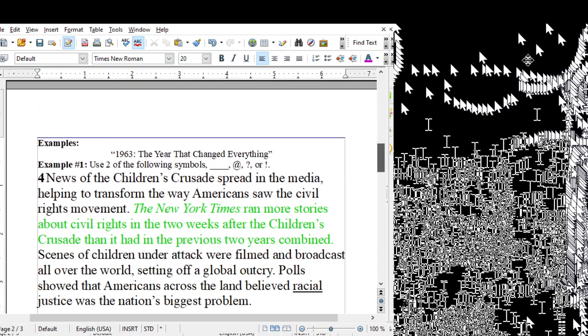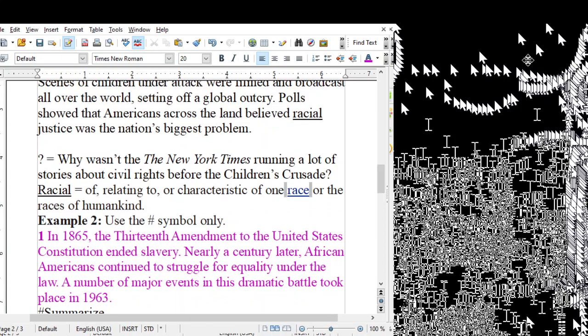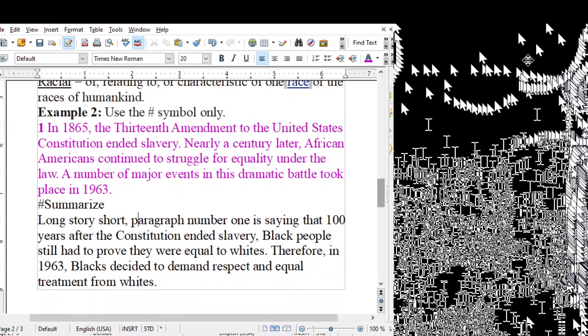All right, so let's go back to the example. Example number 2, I want you to annotate this paragraph or have a conversation with this paragraph using the hashtag symbol. The hashtag symbol means that you're about to summarize this entire paragraph. You are about to put this paragraph in your own words. So below the paragraph, you would say hashtag summarize. And here I started off with the sentence that was already given to me.